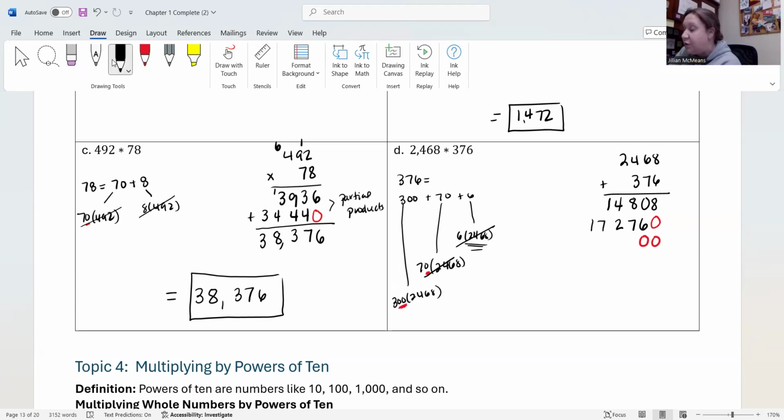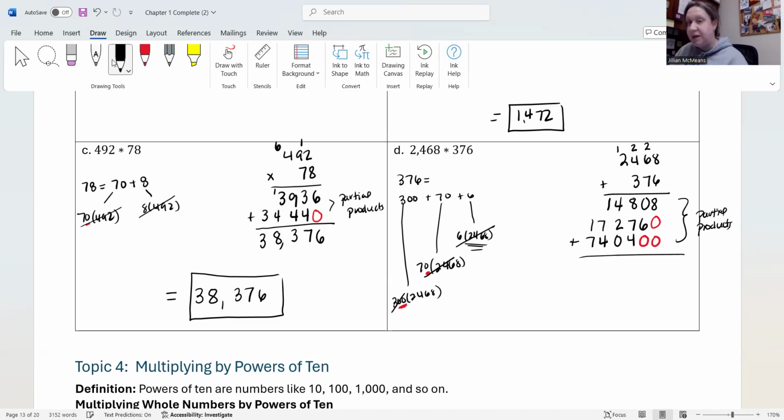Okay, so I have 3 times 8, which is 24. So I keep the 4, I carry the 2. 3 times 6 is 18, plus 2 is 20. So I keep a 0, carry a 2 again. 3 times 4 is 12, plus 2 is 14. So I keep a 4, carry a 1. And then 3 times 2 is 6, plus 1 makes it 7. So we now have our third partial product, and we want to add these. Okay, so we've got our partial products, all 3 of them.